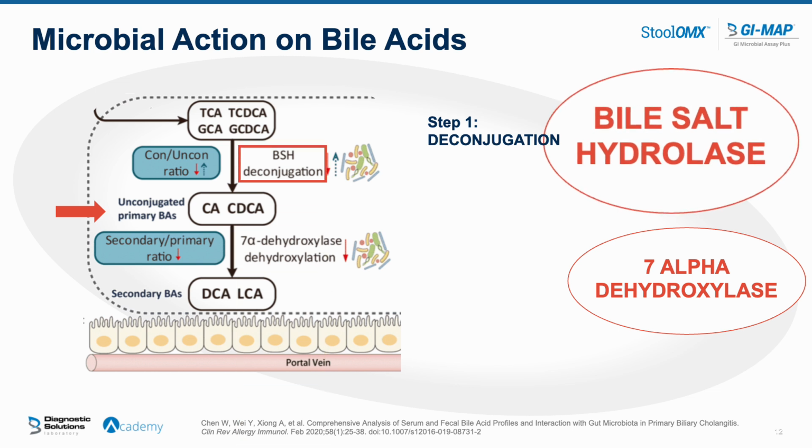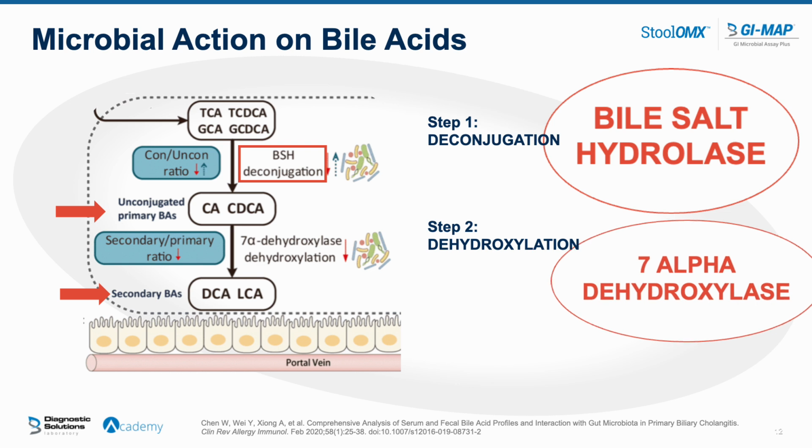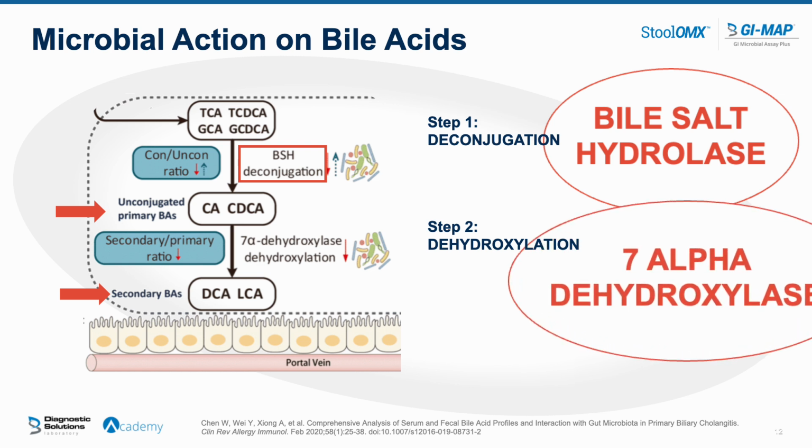Once the primary bile acid is unconjugated, the next step can happen, which is dehydroxylation. This is taking the unconjugated primary bile acid and turning it into a secondary bile acid. The enzyme that our microbes are using to do this is called 7-alpha dehydroxylase.